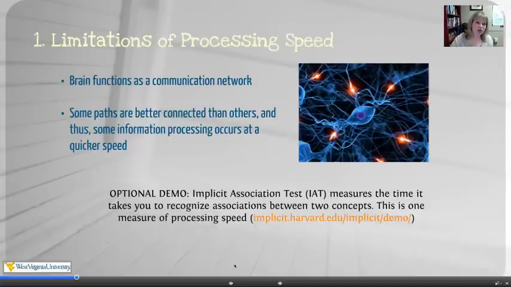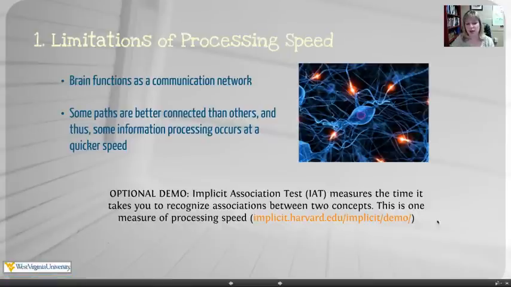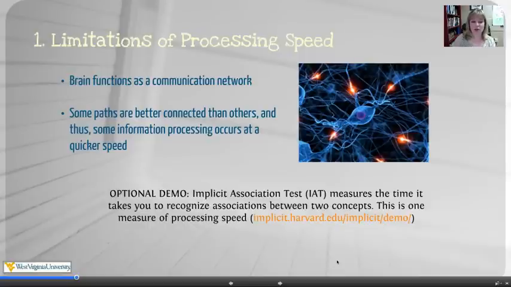Unfortunately, it was hard to embed a demonstration in here, because it's really something that I think is better for you to try yourself. So I left you a link down here if you want to go and try out one of these implicit association tests, so you can see how some things, such as different biases that you have, get processed a little bit more quickly.